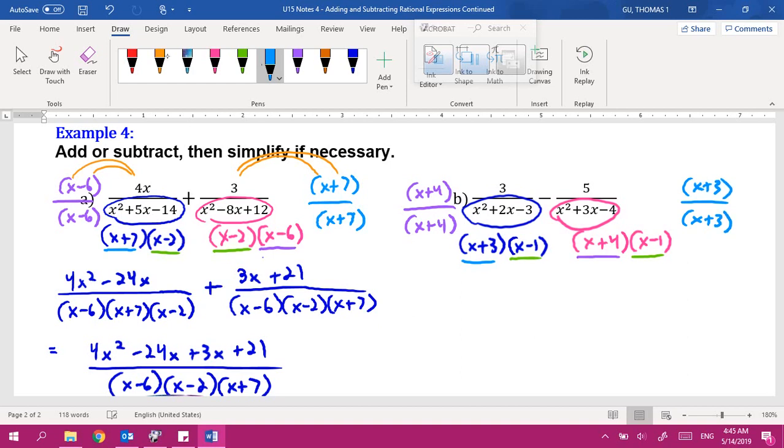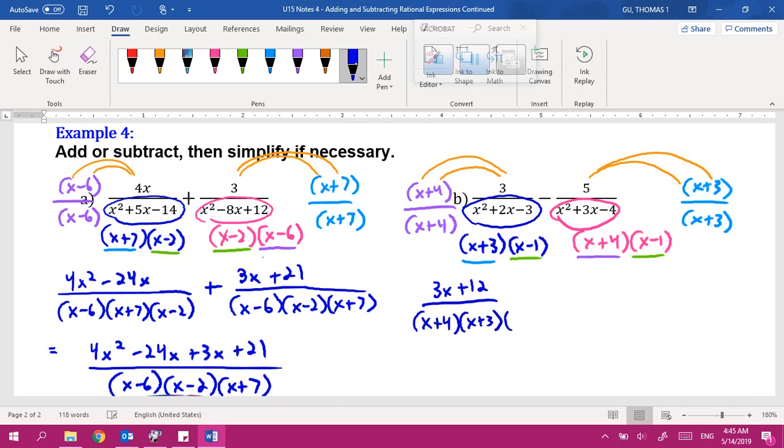And let's make sure we distribute here. When I distribute this 3 times x, I get 3x. 3 times 4, I get plus 12 over this big denominator of x plus 4 times x plus 3 times x minus 1. This time it's a minus sign right here. Look at the minus sign. So I'm going to put minus, and because I'm going to have more than one term, I'm going to put it in parentheses. We got 5 times x, which is 5x, and 5 times 3, which is plus 15, over the same denominator, x plus 4 times x minus 1 times x plus 3.